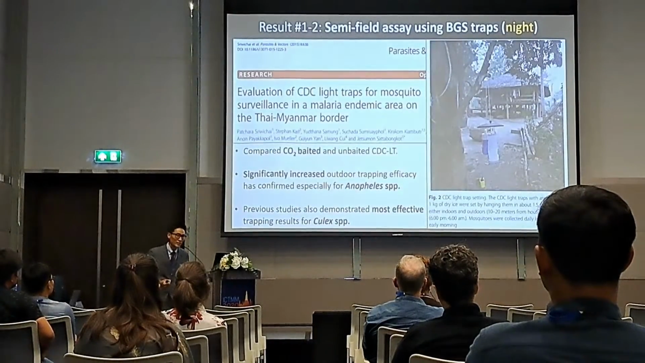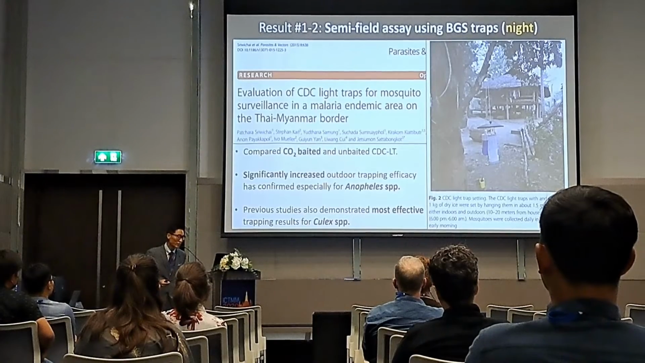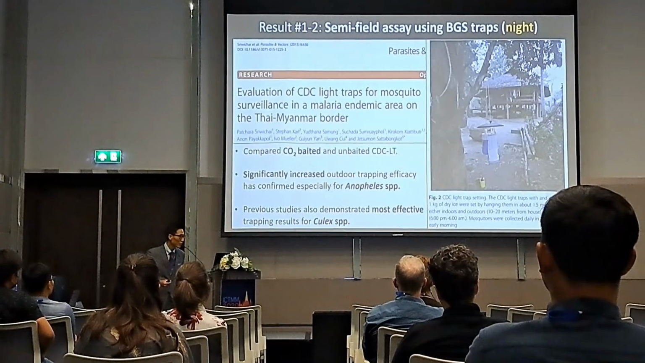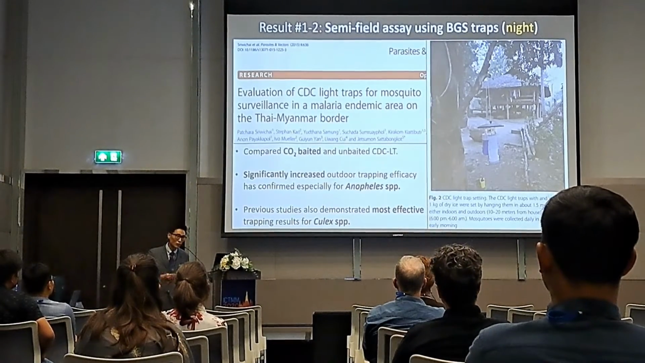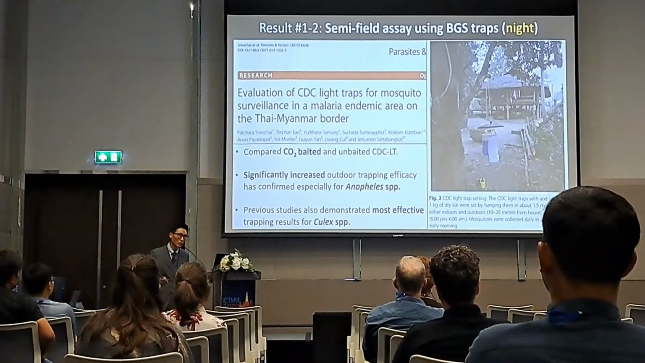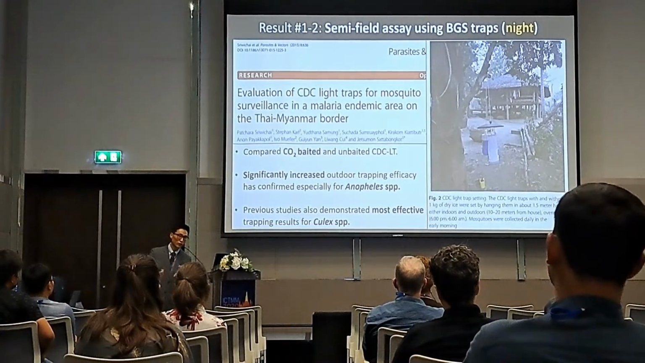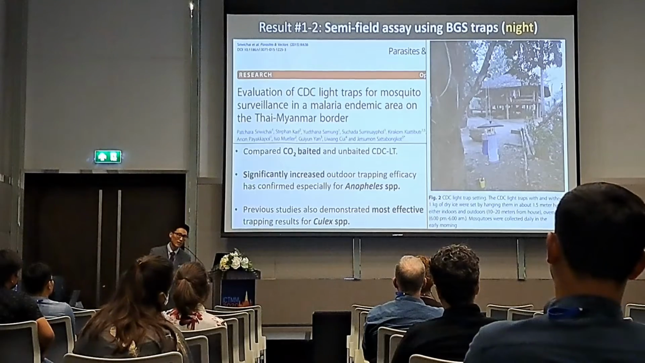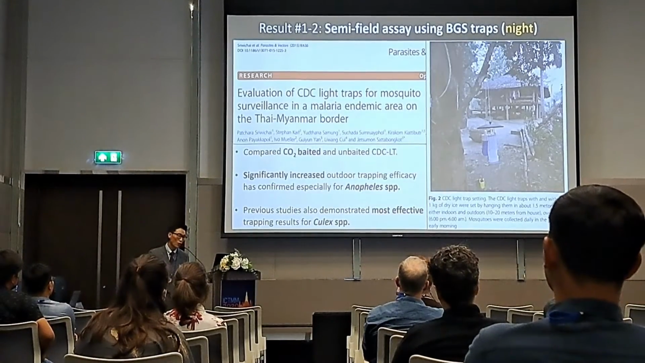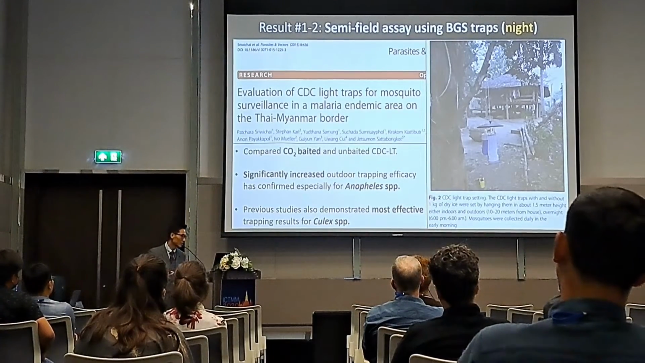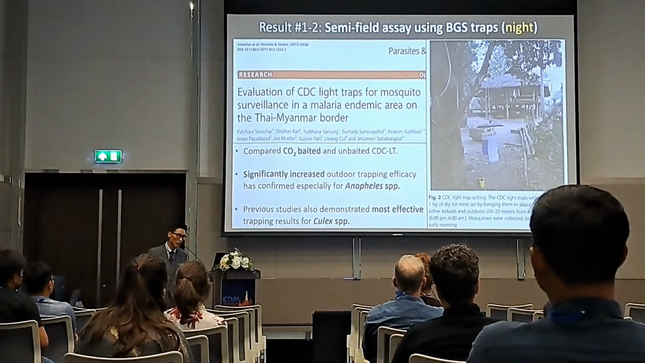Actually, this result was similar to a previously published paper from Mahidol University. They also tested the CDC light trap outdoors and indoors and compared with and without dry ice, which is carbon dioxide. And they also found that carbon dioxide attracted a greater number of Anopheles mosquitoes.